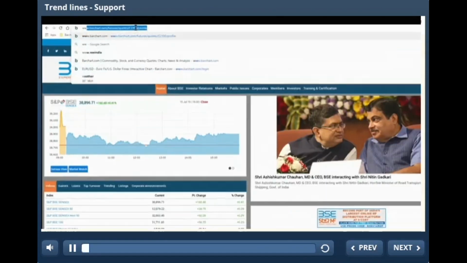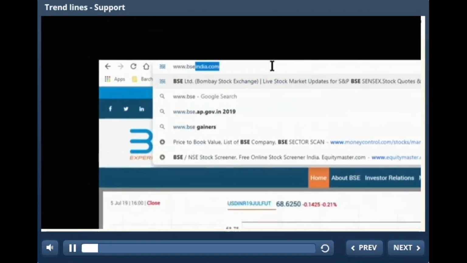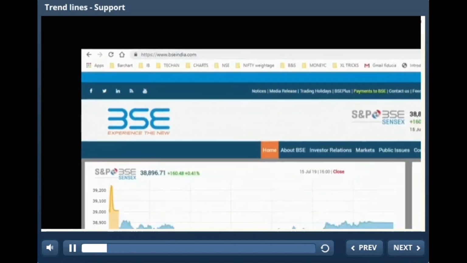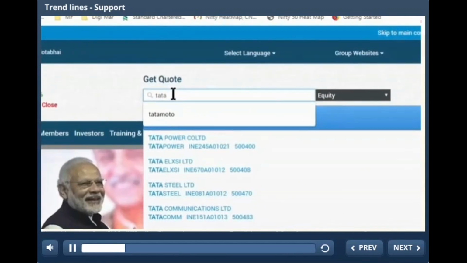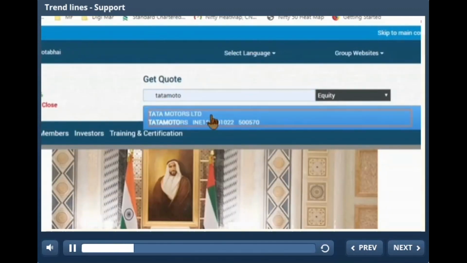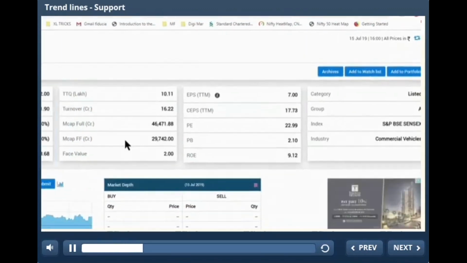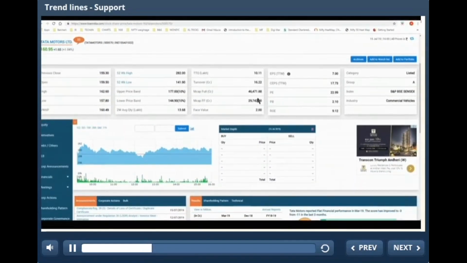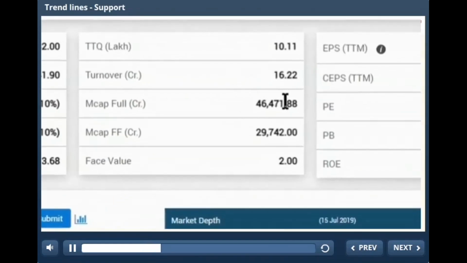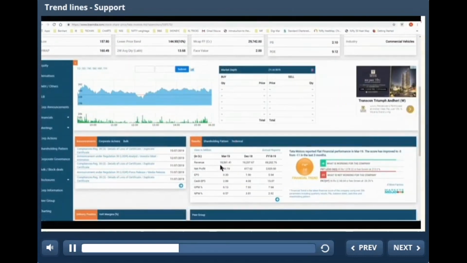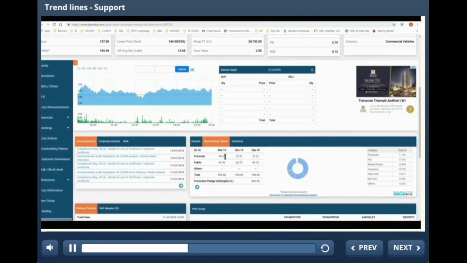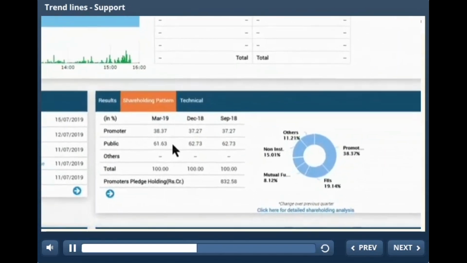Go to www.bseindia.com. Type the name or partial name of the stock in the quote box. Example Tata Motors. Select the stock name from the list. We can see publicly available information including market cap and free float market cap. We can also see the shareholding breakup.